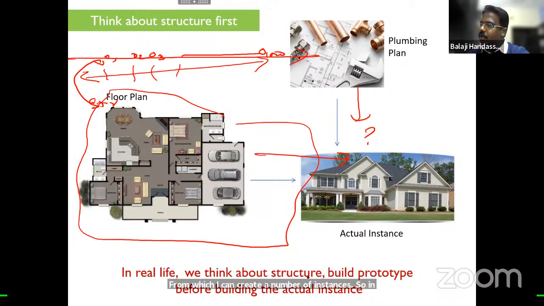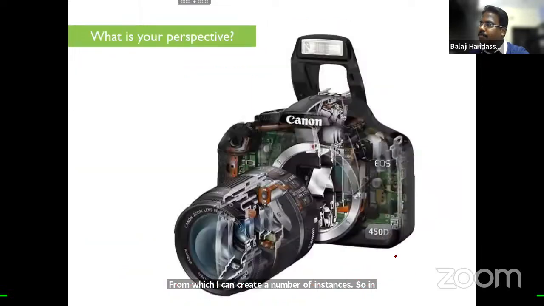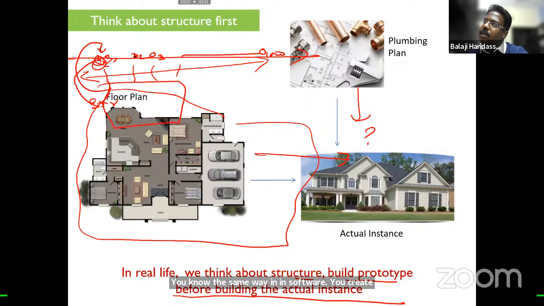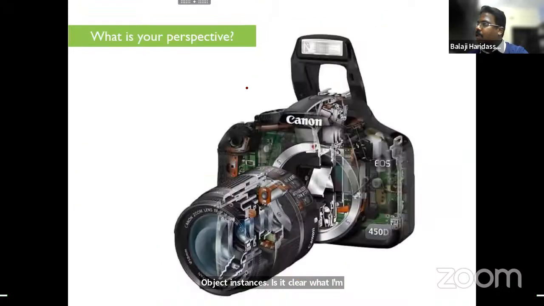So in real life, we think about structure, and build a prototype before building the actual instance. The same way in software, you create a class template, and using the class template, you create different object instances. Is it clear what I'm saying? Yeah. And now, what is your perspective here?